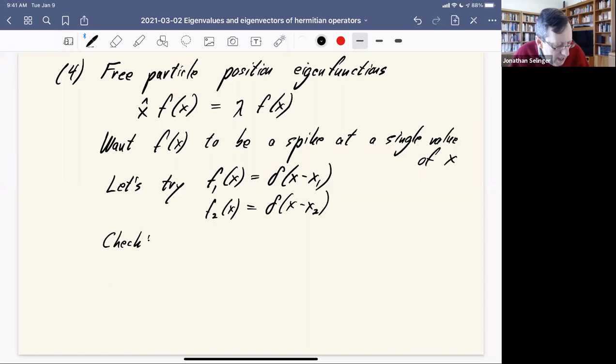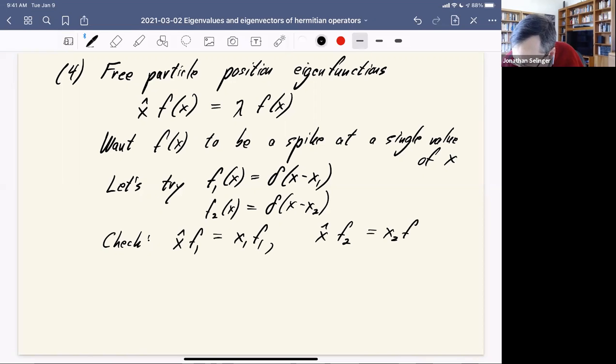I claim that the x operator acting on f1 is equal to x1 times f1, and the x operator acting on f2 is equal to x2 times f2. The proof of that is just to use the equation for a delta function, okay? So if I take any test function.